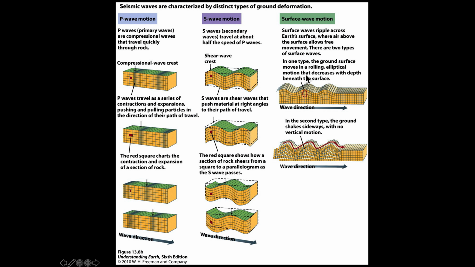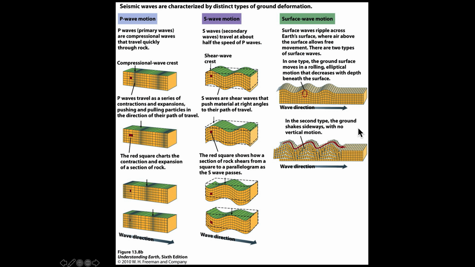Now, surface waves ripple across the Earth's surface where the air above allows for free movement. There's no confining pressure above the surface. So this means there's a freedom of expression here. In one type, the ground surface moves in a rolling elliptical motion that decreases with depth beneath the surface. This would be called a Rayleigh wave, moving in elliptical motion.